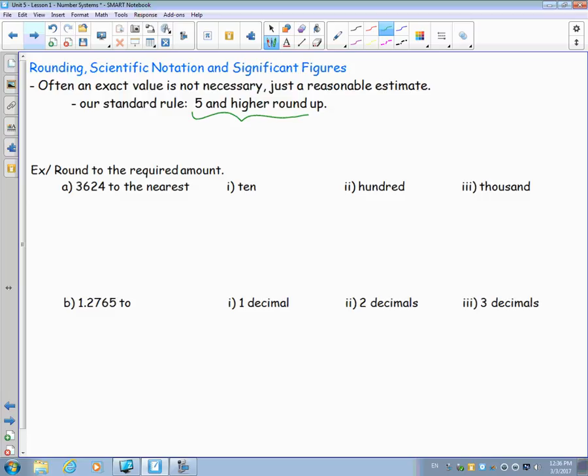So if we look at a simple rounding question here, we have the number 3,624. If I round to the nearest 10, so this is my tens place, I look at the number beside it, it's a 4. I keep the tens place the same, so 3,620. The nearest 100, now I'm looking at the hundreds spot to figure out my rounding. Look at the previous thing, it's a 2, so I keep it the same.